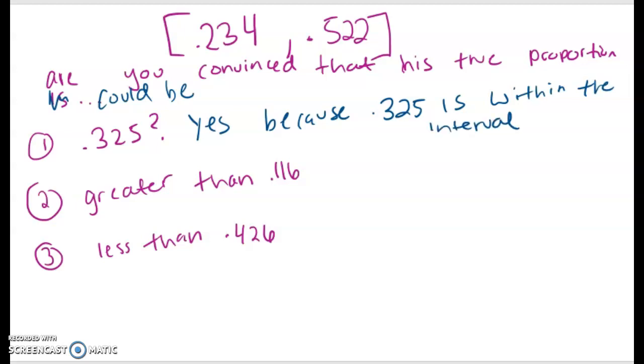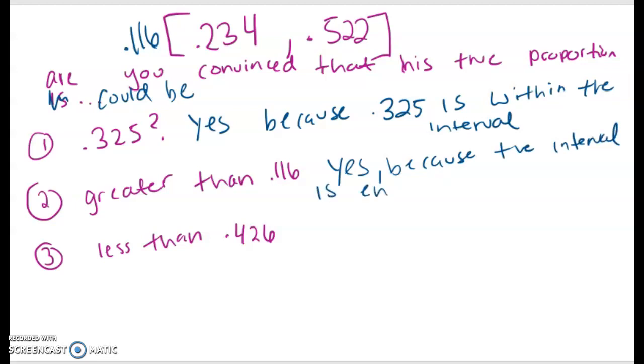Okay, and then I'm going to ask maybe a different way. Are you convinced that his true proportion is greater than 0.116? So 0.116 would be to the left of the interval. So if I calculated with 95% confidence that his true proportion is in between these two values, then I would say yes, because the interval is entirely larger than 0.116.